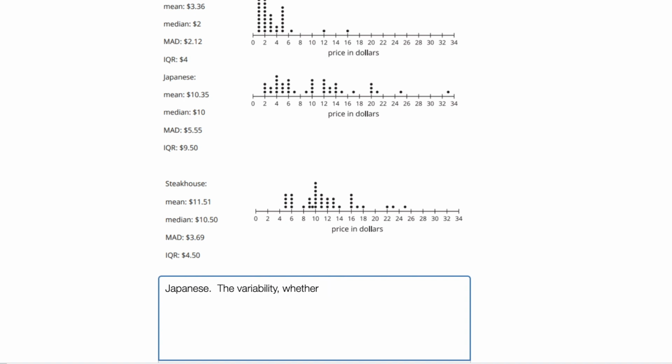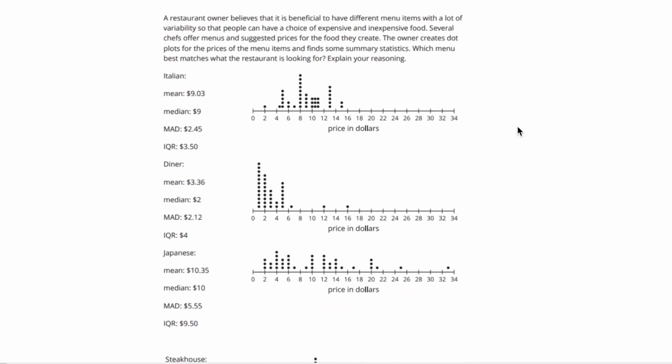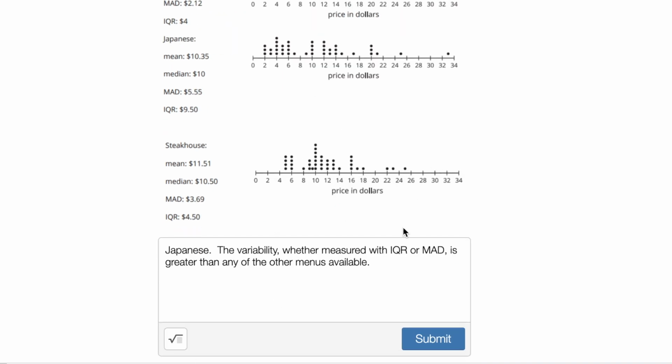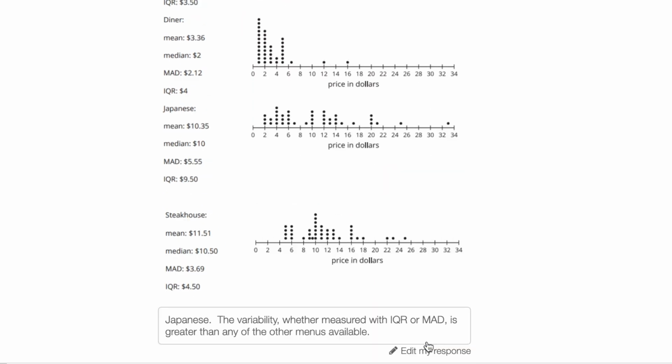So Japanese, and the variability, whether measured with IQR or MAD, mean absolute deviation, is greater than any of the other menus available. So this gives you more items that are inexpensive and expensive, and you can see that the data is more widespread with the Japanese menu. Okay, so if you need to pause and keep typing, go ahead. But we just wanted to go back over the cool down from yesterday. This is just kind of a review. So we're going to move on.